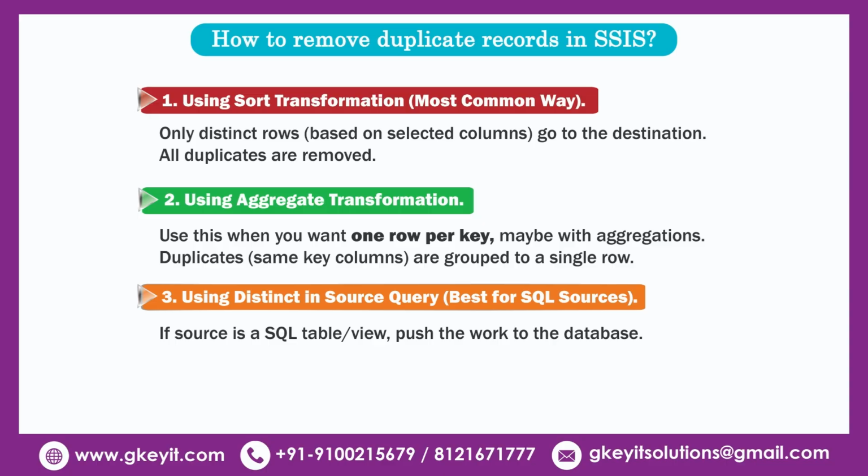And the second approach would be using aggregate transformation. Use this when you want one row per key, maybe with aggregations. Duplicates, that is, same key columns, are grouped into a single row.